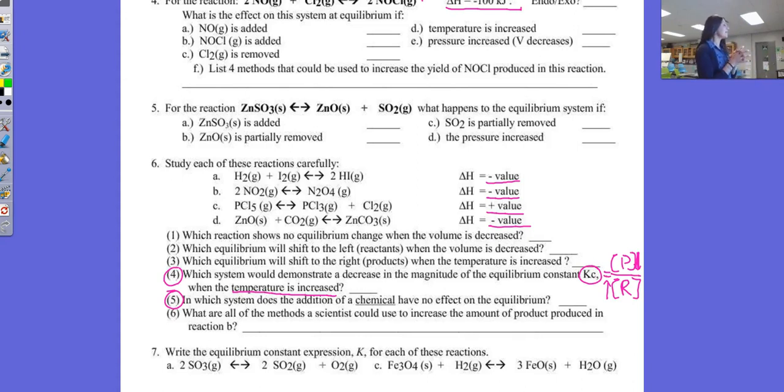All right, and number 5 says, in which system does the addition of a chemical have no effect on the equilibrium? Well, thinking back to what I said earlier, if it's a gas or aqueous, that does matter, but solids and liquids don't. So keeping that in mind, maybe you'll find one that would fall into that.